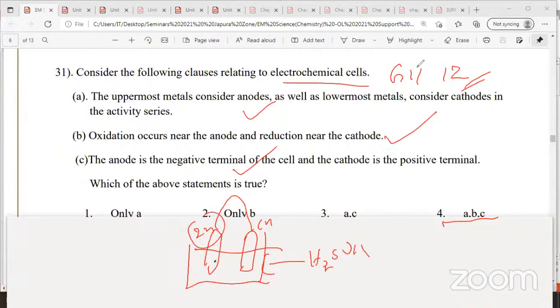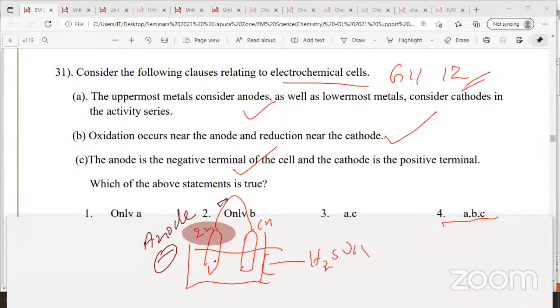So who is the most reactive one? Zinc. Who acts as anode? Zinc. Who oxidizes? Zinc. Who loses electrons? Zinc. Who is negative? Zinc. Zinc is anode because zinc is more reactive. In electrochemical cells, anode is negative. In electrolysis, anode is positive. Don't memorize anode positive, cathode negative. That is completely wrong. In electrolysis and electroplating, anode is positive. But in electrochemical cells, anode is negative.